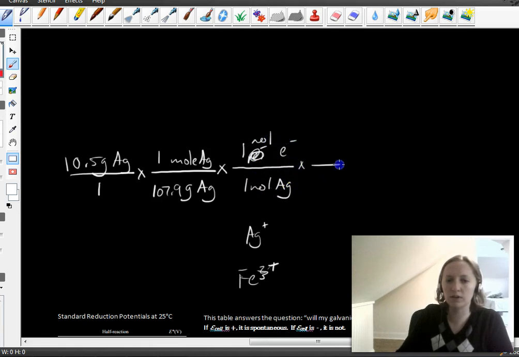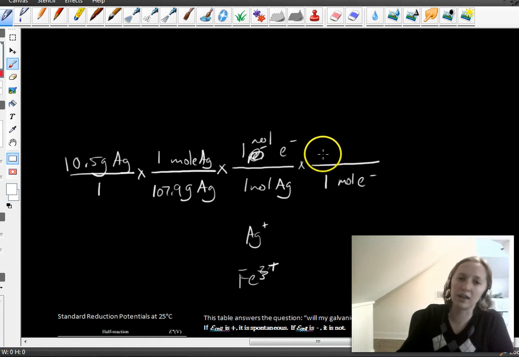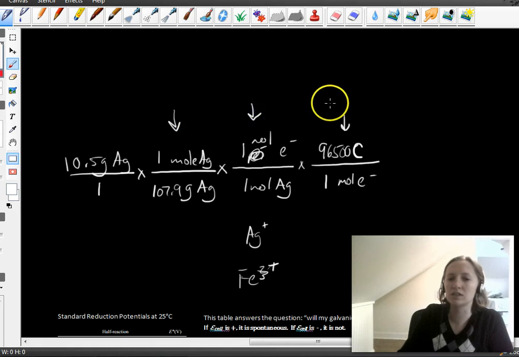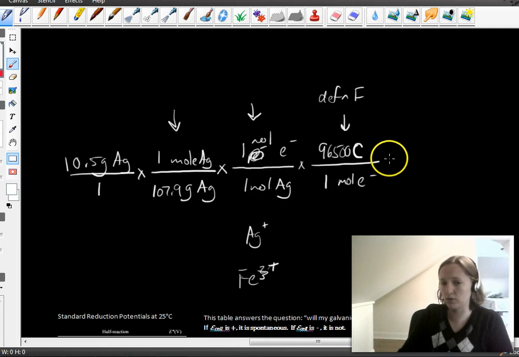All right, keep it going. One thing I know about a mole of electrons that is going to get me towards the charge and the amps is that 1 mole of electrons is equal to 96,500 coulombs of charge. There is a new equality for you. The first one was the molar mass. The second one is a mole ratio. This is the definition of a Faraday. It's 96,500 coulombs per mole of electrons.